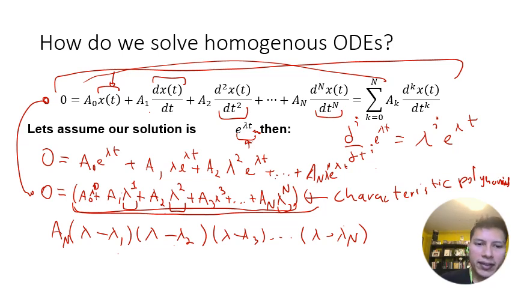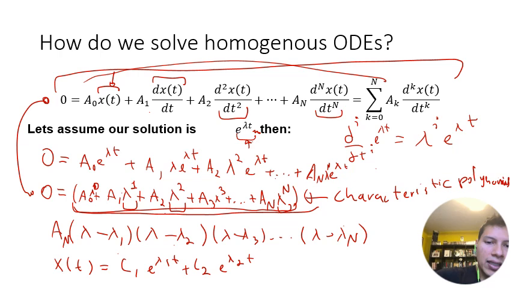So at this point, any x of t of the form constant c1 e to the lambda 1 t plus constant c2 e to the lambda 2 t plus dot dot dot plus cn e to the lambda n t will actually satisfy our homogeneous equation.